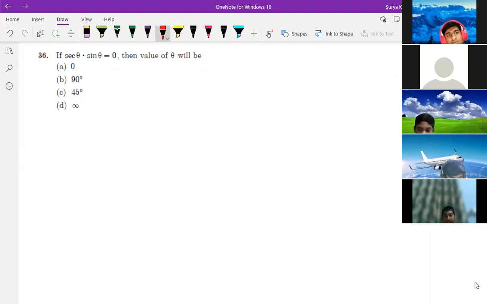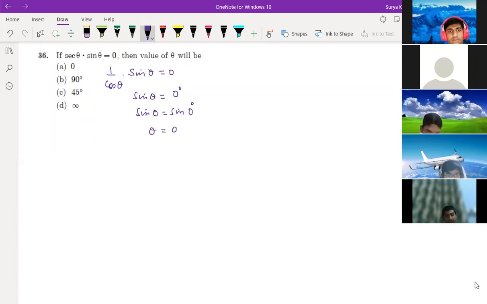Okay. How? See, sec theta into sin theta, and anything into 0 will be 0. See, 1 by cos theta into sin theta is equal to 0. So sin theta is equal to what? 0 only. So sin theta is equal to sin 0 degrees, no? So theta is equal to 0 degrees.